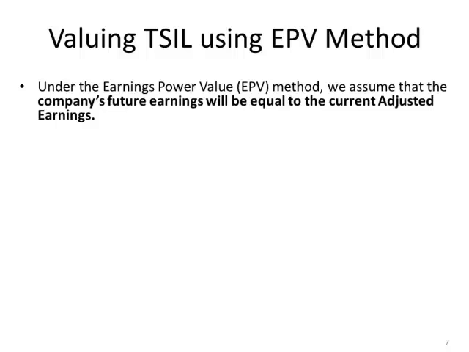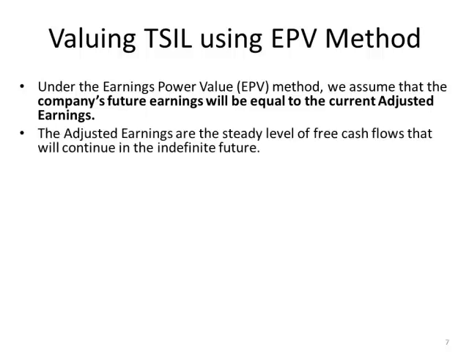Under the earnings power value method, we assume that the company's future earnings will be equal to the current adjusted earnings. So what are the adjusted earnings? We've gone through this before in previous lectures, so we'll just recap a little bit before we go ahead and do the valuation in Excel. The adjusted earnings are the steady level of free cash flows that will continue into the indefinite future.